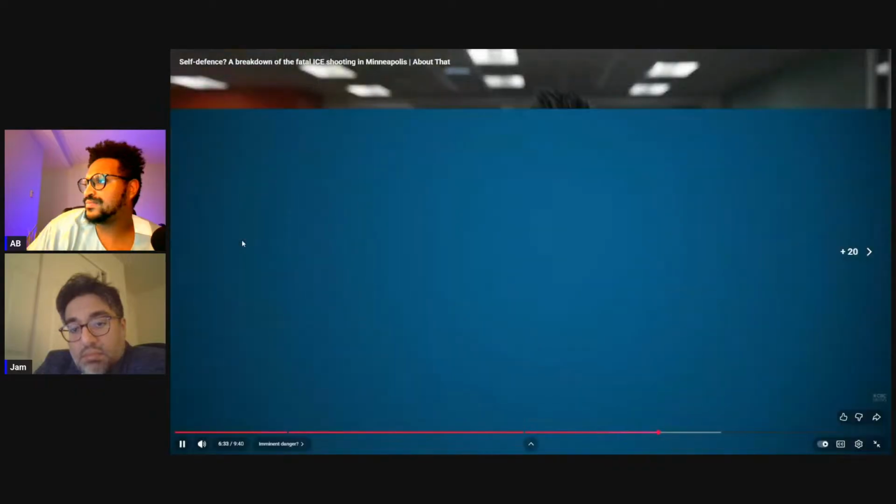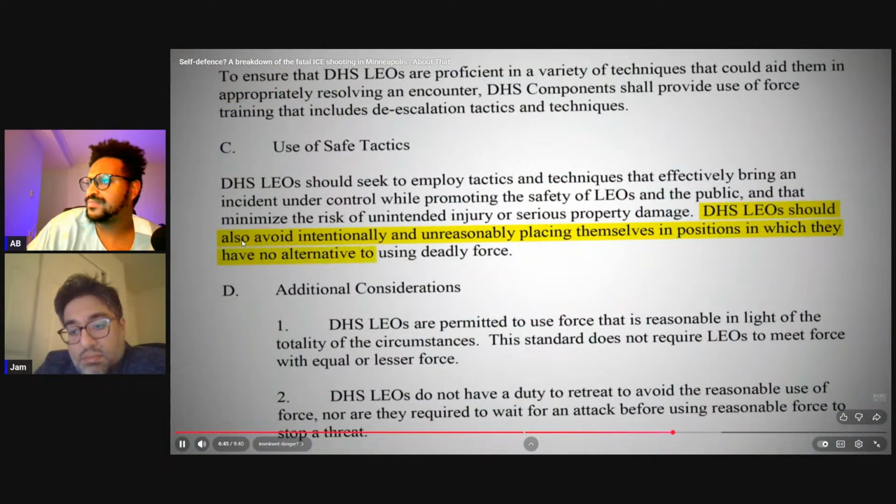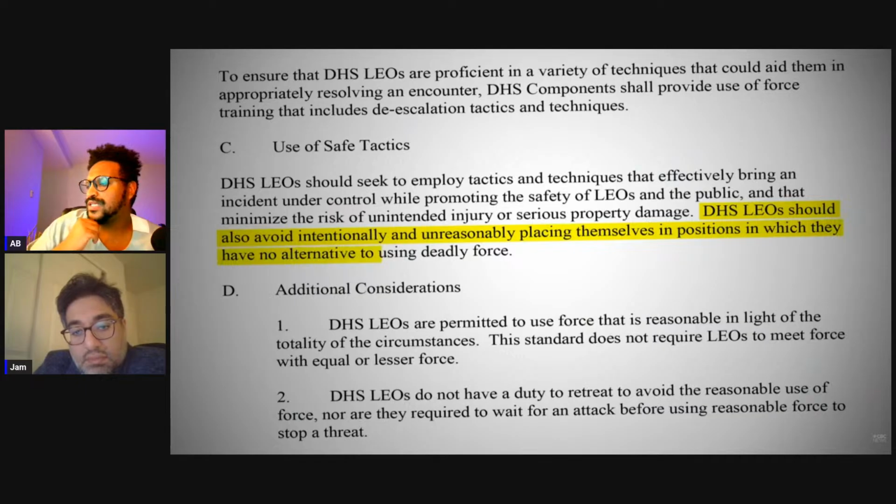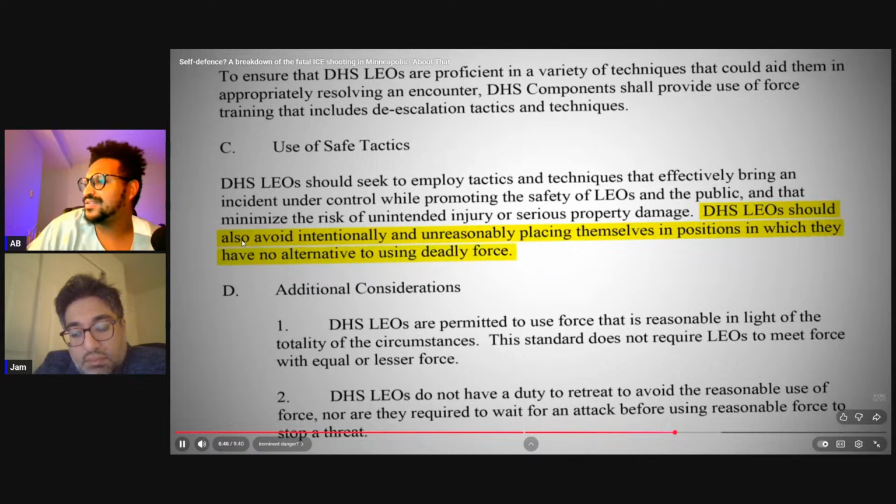In any case, the real legal question at hand is whether deadly force was justified. DHS law enforcement officers should avoid intentionally placing themselves in positions in which they have no alternative to using deadly force. Translation: if you truly believe the subject you're dealing with is a violent and dangerous rioter, it is not standard procedure to then step in front of the vehicle they're driving.